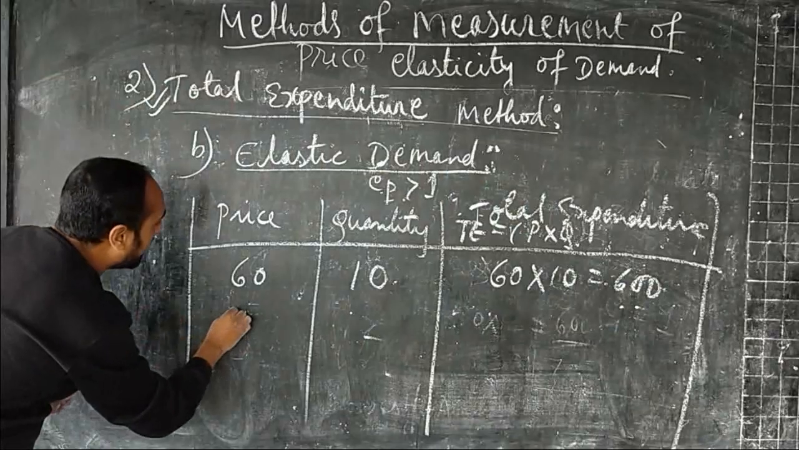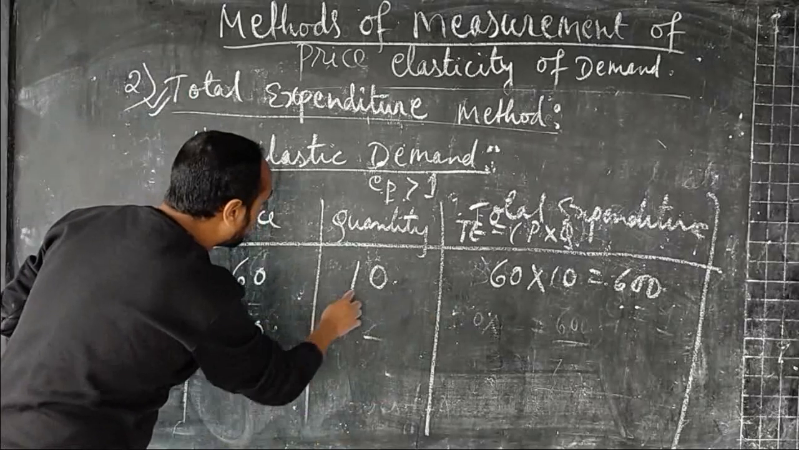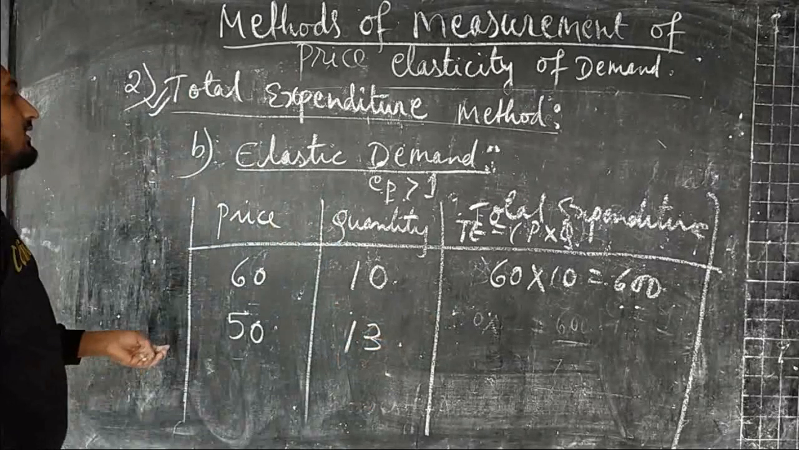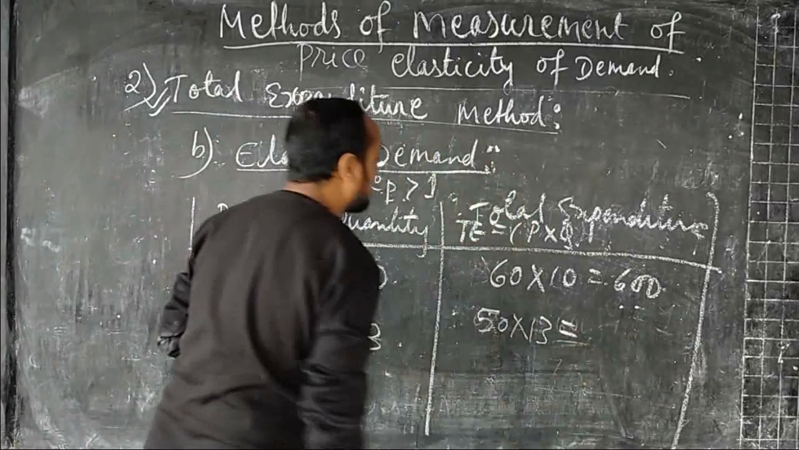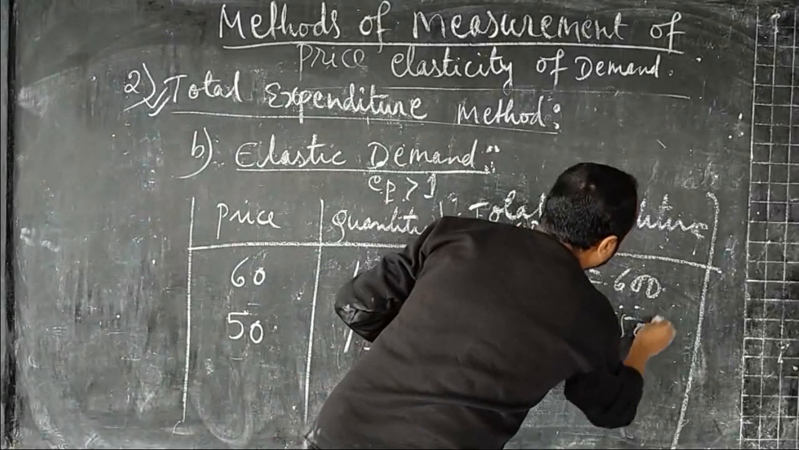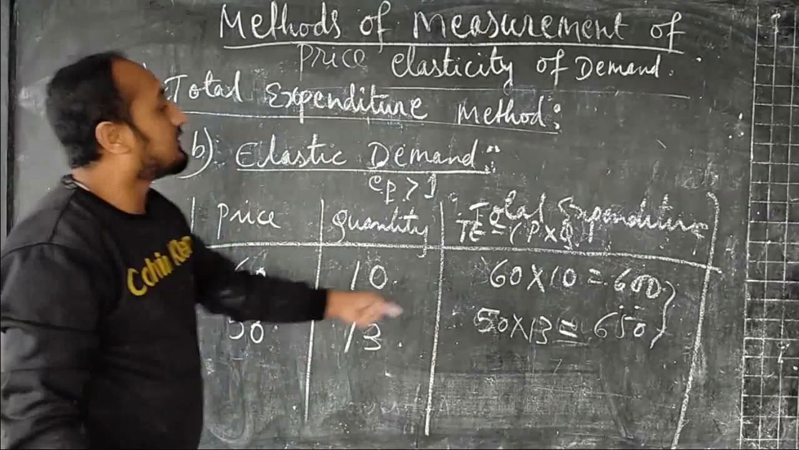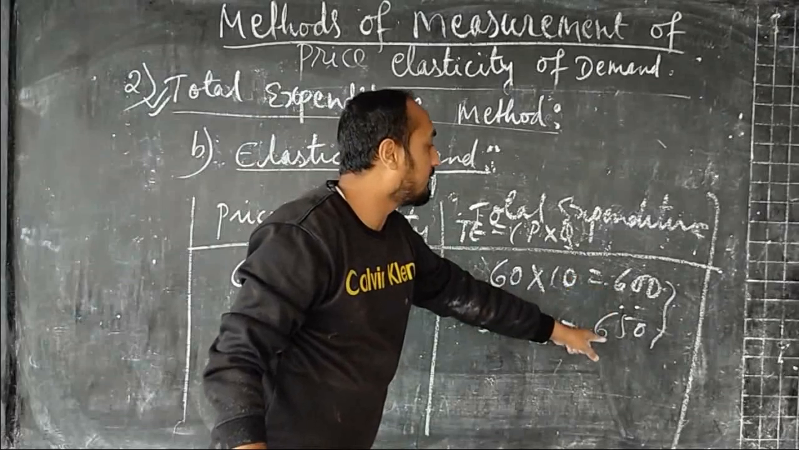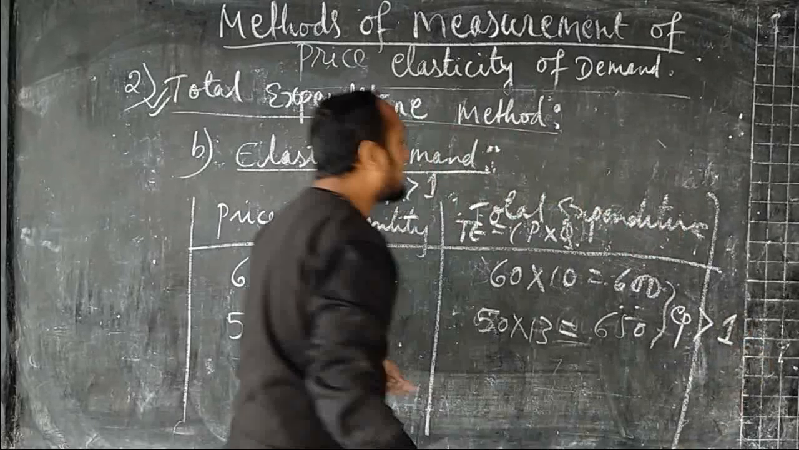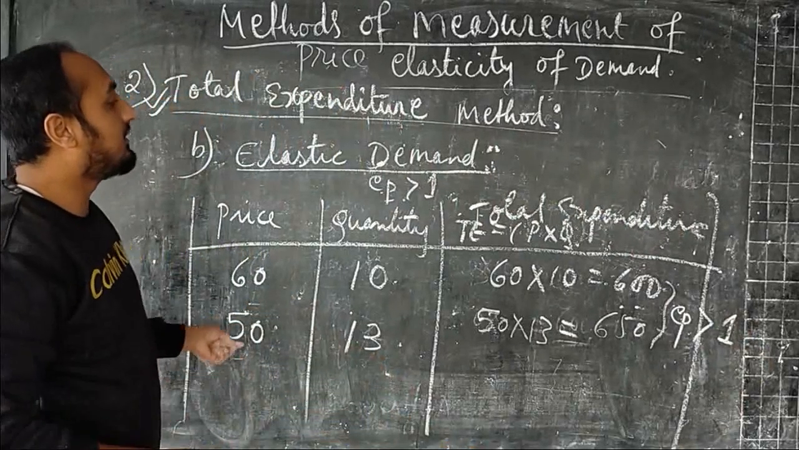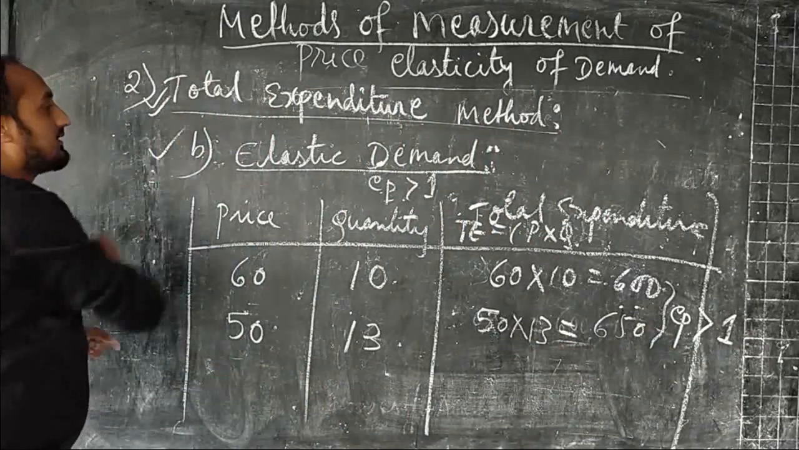Now, if price falls from 60 to 50, and due to that, quantity demanded increases from 10 to, say, 30 units, then total expenditure will be 50 into 30, so we will get 650. So if you compare the total expenditure, due to fall in price of the commodity, the total expenditure is increasing from 600 to 650. In this case, we get EP greater than 1. That means the value of elasticity of demand will be greater than 1. So this is the case of elastic demand.